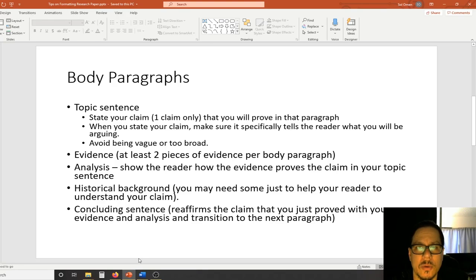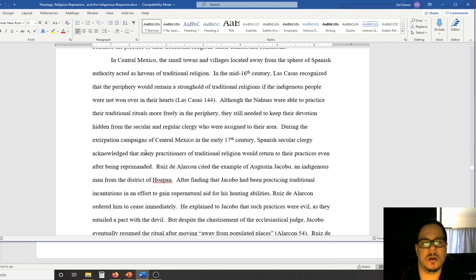Okay, so let's go ahead and take a look at an example of a body paragraph so you could actually see what I'm talking about. This paper here was written by me a long time ago when I was a student, so it's not perfect, but it'll give us an idea of the structure that I'm talking about.